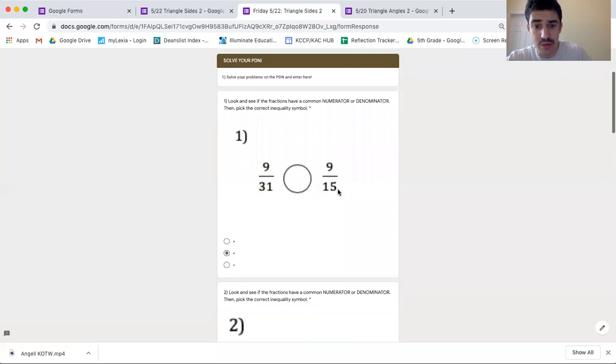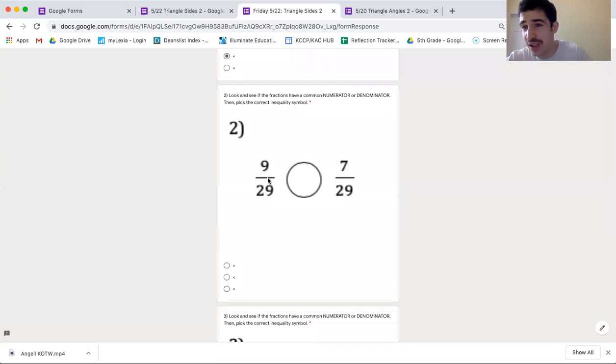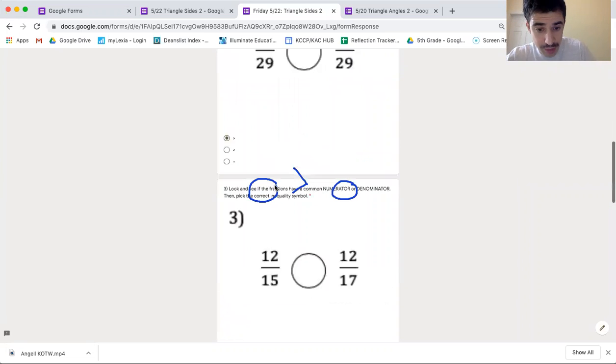Moving on to number 2, doing the similar math. I'm going to first see if the numerator or denominator is the same. I see 9/29 and 7/29. My denominators are the same. When we have the same denominator, the bigger the numerator, the bigger the fraction, because the pieces are the same. So if we have more pieces, we have more of the fraction. So 9 is greater than 7, so 9/29 is greater than 7/29. Excuse me, my bad.